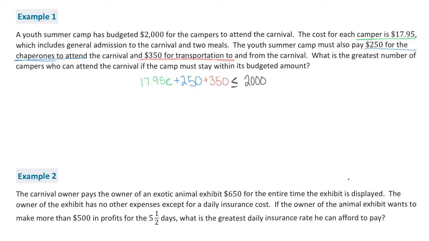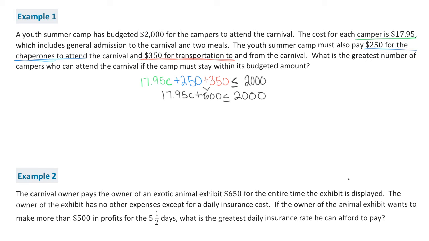I have $17.95C plus $250 plus $350, which is going to give me $600, is less than or equal to $2,000. Now that I combined my like terms, I still need to get C by itself. Let's look at the value next to it.